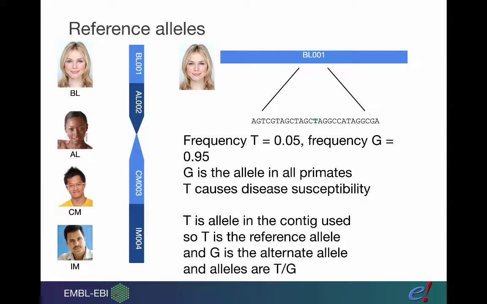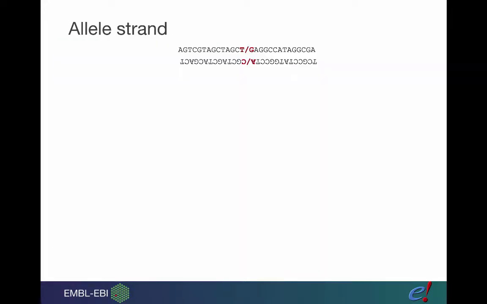And the standard nomenclature is to quote as reference/alternative. So in this case it would be T/G. It's also important to remember about allele strand. Variants are not single allele, single strand. They always affect both strands, because the DNA repair machinery will make sure that the two strands always match. So if you have a T/G variant, you know that actually that's T/G on the forward strand, and if you looked at the reverse strand you would see that it's actually A/C.